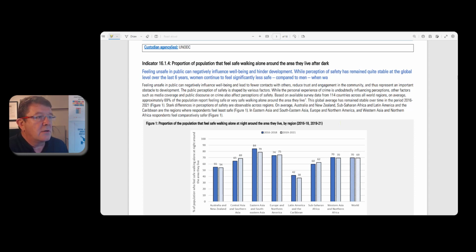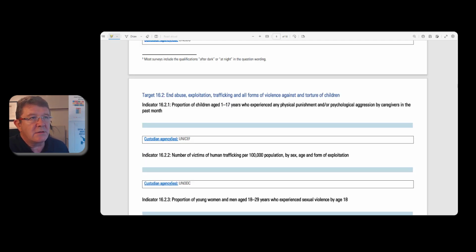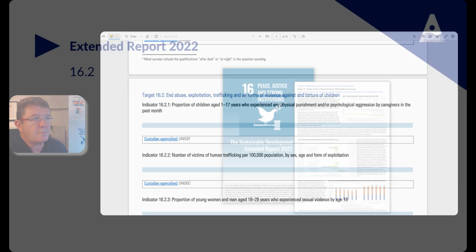Interesting also that Eastern Asia and South-Eastern Asia score higher than Europe and North America, although of course there are lots of places in both areas where it would be significantly more dangerous and less dangerous depending on where you were. And noticeably, consistently across the world, males in general feel safer when walking alone at night. So that's the end of the first four indicators associated with Target 16.1.